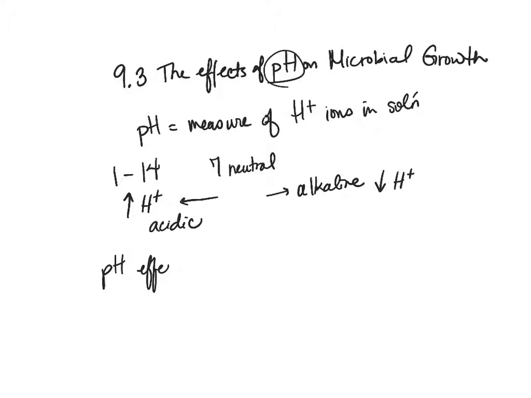So the pH effects on macromolecules. For example, the hydrogen bonds in DNA are going to be disrupted. Those will break depending on the type of pH. So we already have hydrogen bonds, and depending on whether we're more alkaline or more acidic, that is going to affect hydrogen bonds. And if it affects hydrogen bonds in DNA, then we're going to start breaking apart our DNA. Our DNA is going to be falling apart to pieces, and that is not conducive to life.